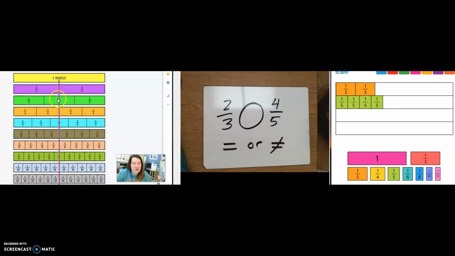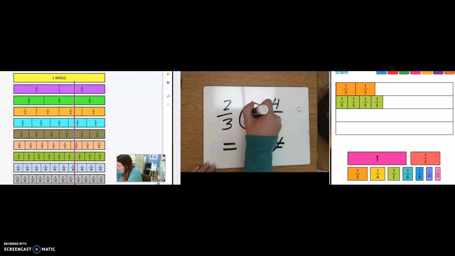And then over here on the left, you can use this as well. So 2/3, I'm going to put the marker over here at 2/3, 1/3, 2/3. And 4/5 is what we're comparing it to. So come down here, 1, 2, 3, here's 4/5, it ends right here. And you can tell, hey, that 4/5 is larger than 2/3. So these two would not be equivalent.